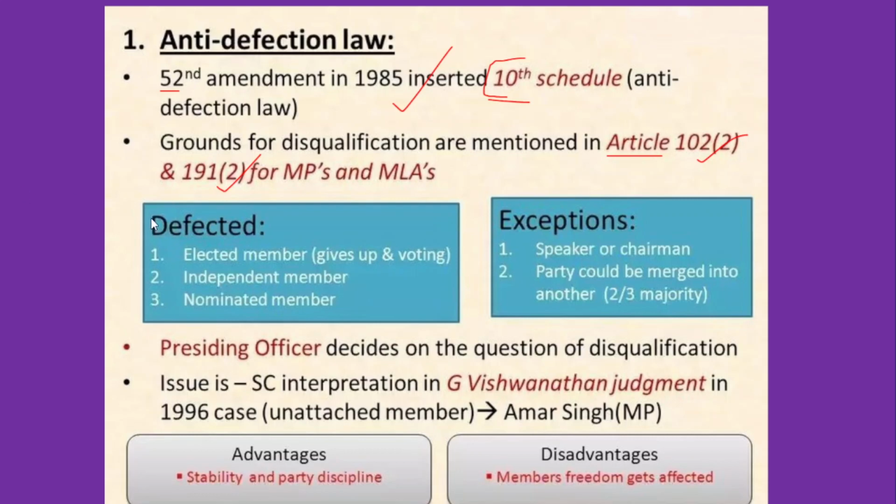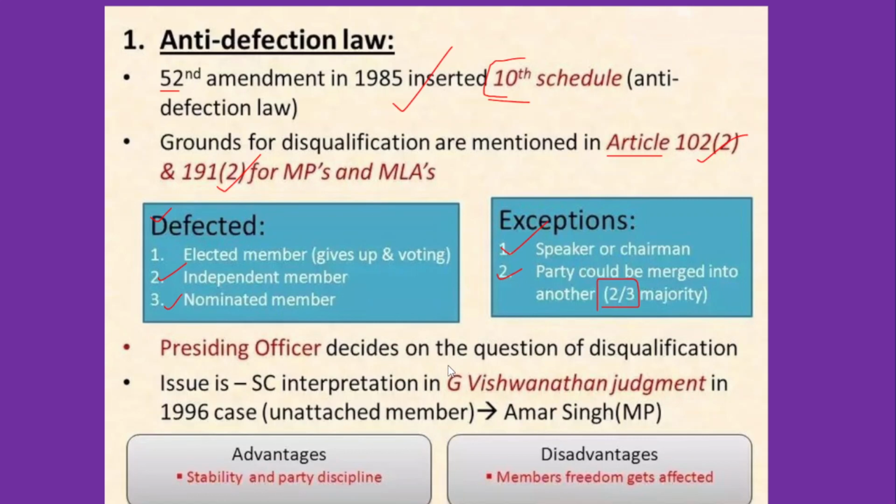Okay, for example, a member is disqualified if he either gives up membership or votes contrary to the whip of that political party. About the independent member and the nominated member we have already discussed. The speaker or chairman will be exempted and can resign from his political party. And we also discussed the merger of political parties.